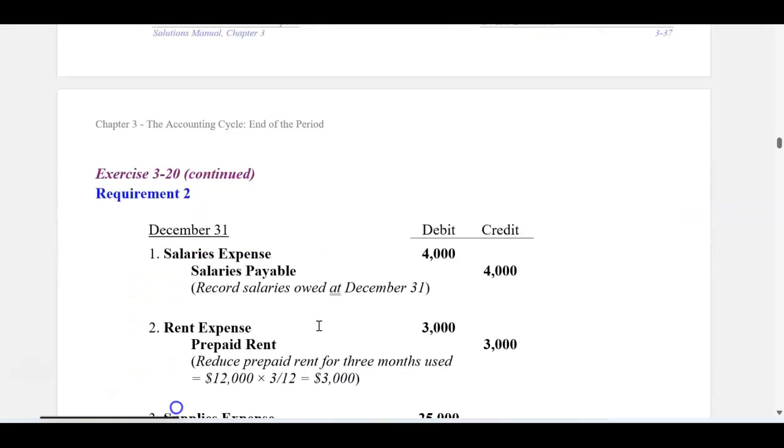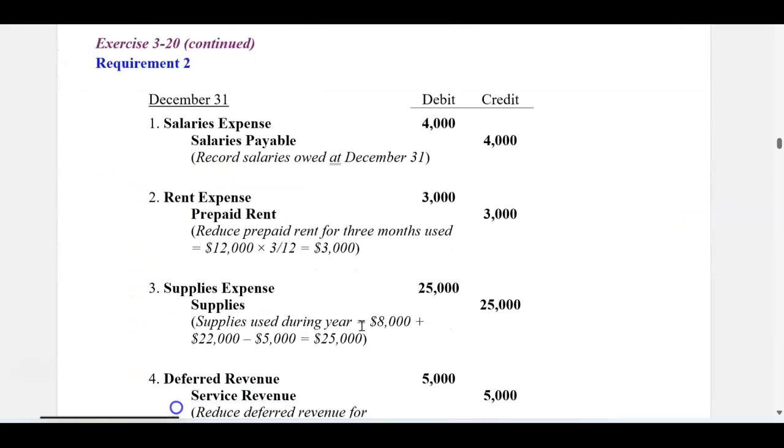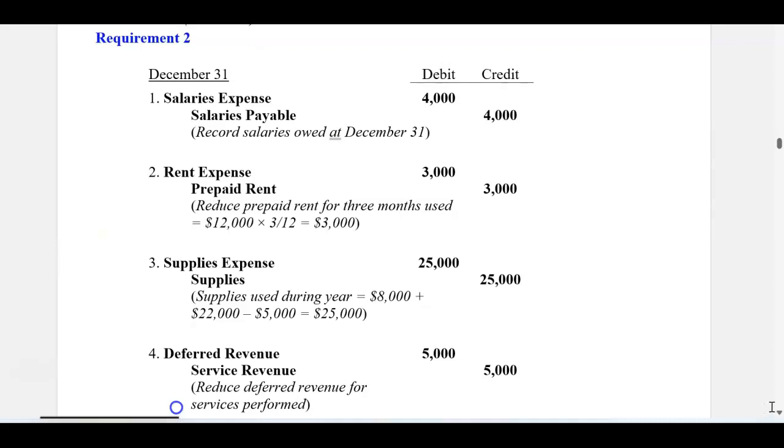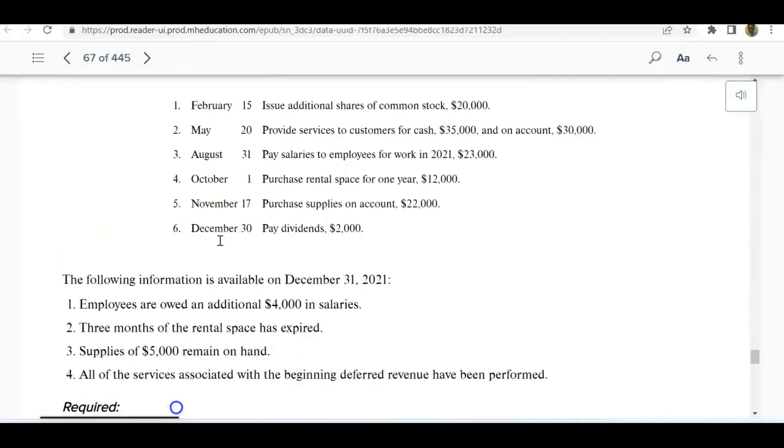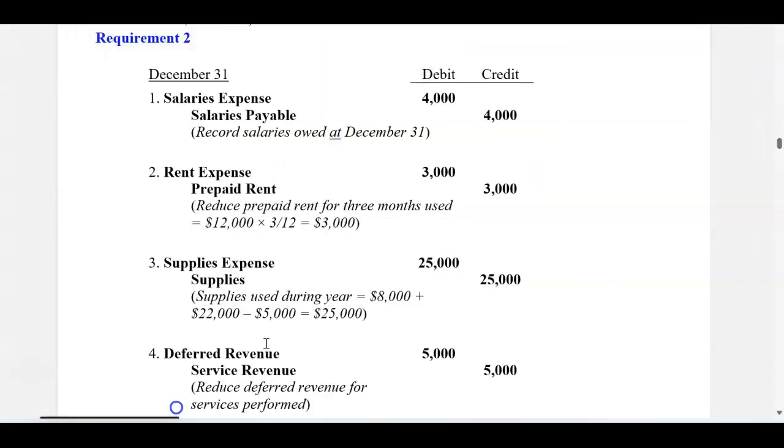And then if you go down, it says you need to recognize some adjustments at the end of the year. So let's see what type of adjustments we have. At the end of December, employees are owed an additional $4,000 in salaries. So you're not going to pay it right now, but you need to recognize that there is such a liability. So that's a salaries expense, but since you didn't pay, it's a liability. That's a credit for $4,000. So far, so good.